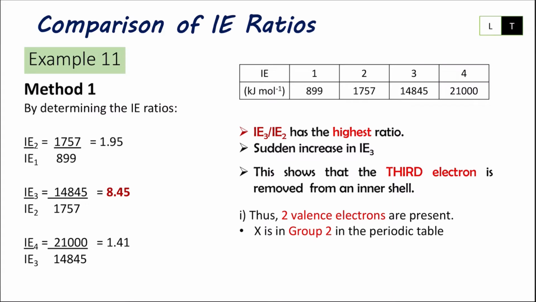Next, the second question asks you to determine the valence electronic configuration. In this case, we don't even know which energy level, so we cannot determine the value for the principal quantum number. But we need to write the VEC. So in this case, you can write it down as general, as in ns2. So this is the answer for example 11 by using method 1.